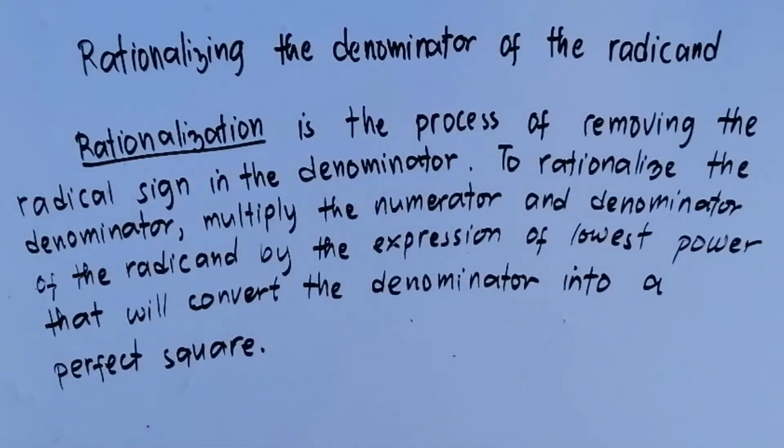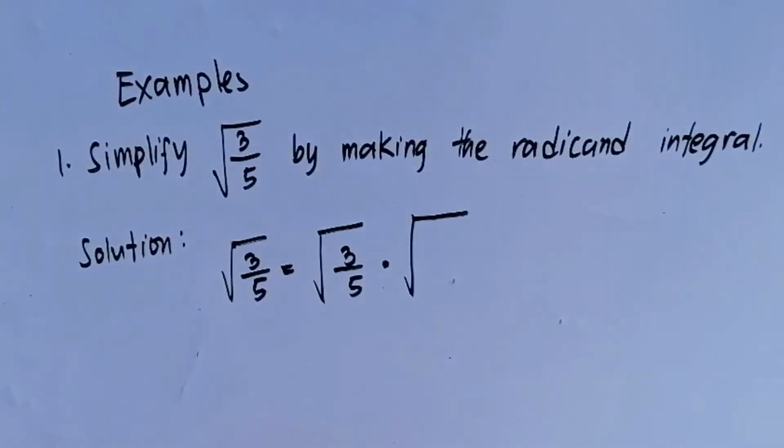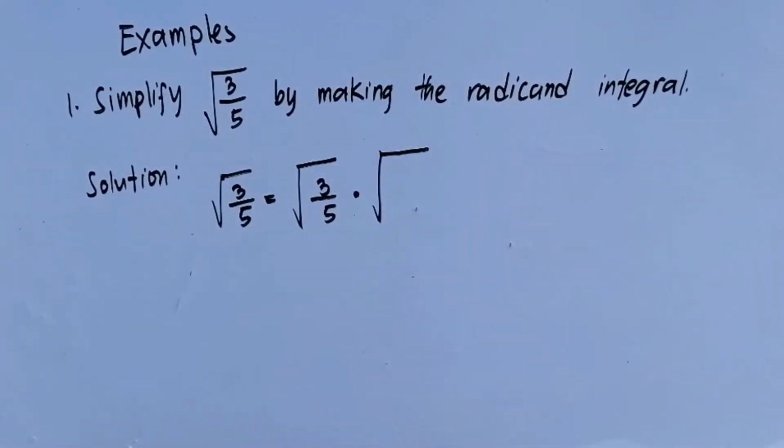Rationalizing the denominator of the radicand. Rationalization is the process of removing the radical sign in the denominator. To rationalize the denominator, multiply the numerator and denominator of the radicand by the expression of the lowest power that will convert the denominator into a perfect square.